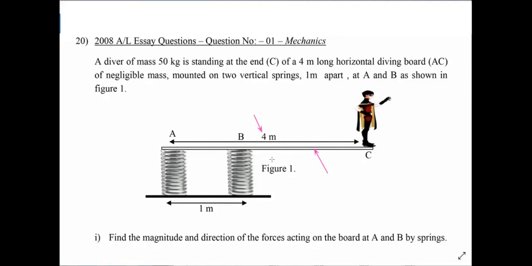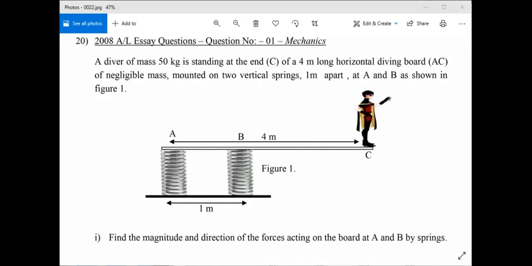Of negligible mass, the board does not have mass, so you can neglect the mass of the board. Mounted on 2 vertical springs. This is spring number 1, this is spring number 2. The gap between the 2 springs is given as 1 meter, at A and B as shown in figure 1. Find the magnitude and direction of the forces acting on the board at A and B by the springs. Look at the board.